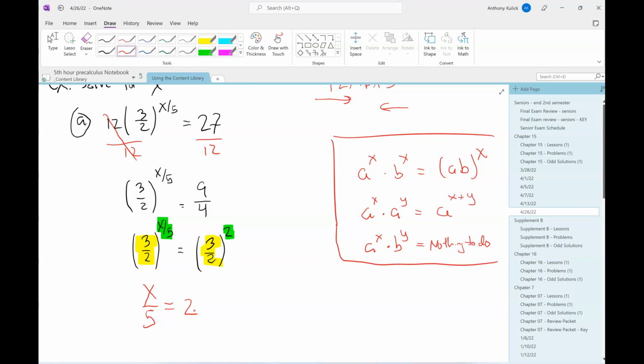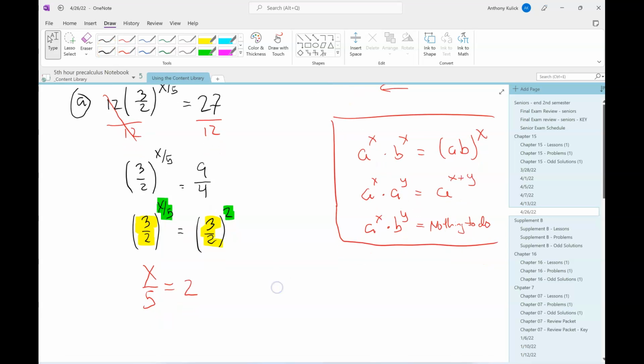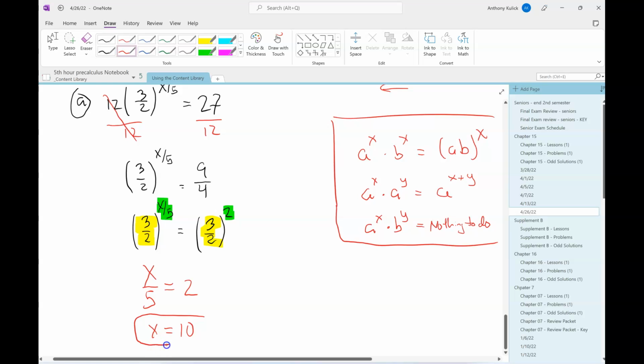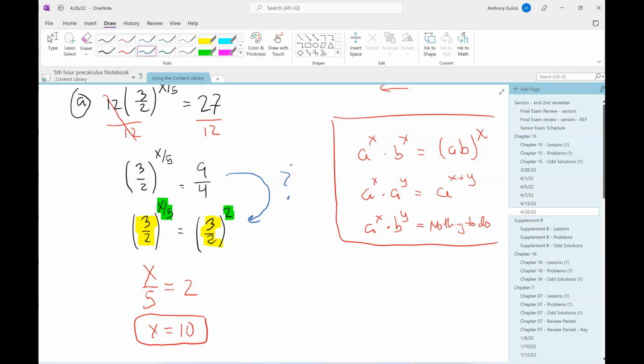So to solve for x, what I need to finish by doing is multiply both sides by 5. Now, what's typically the most problematic step is doing this kind of thing, right? Noticing that I can rewrite 9 over 4 as 3 over 2 squared. Sometimes this is, in fact, a fairly easy observation to make compared to some problems.